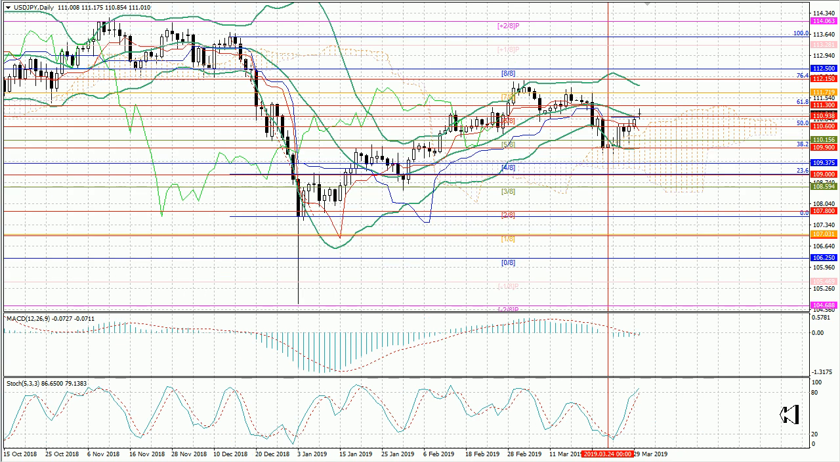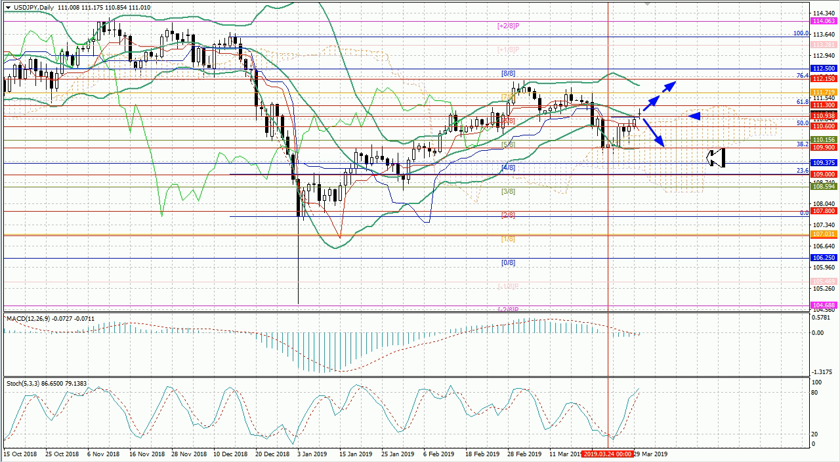Last week, the dollar-yen pair rose to the middle line of the Bollinger Bands at the area of 110.93 and may continue to grow to the levels of 111.72 and 112.15. If the price consolidates below the level of 110.93, the decline will resume to the bottom line of the Bollinger Bands at the level of 109.90.